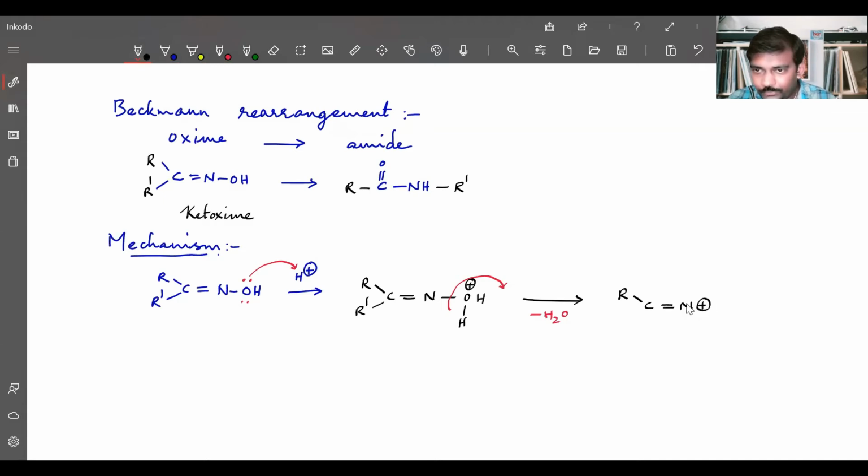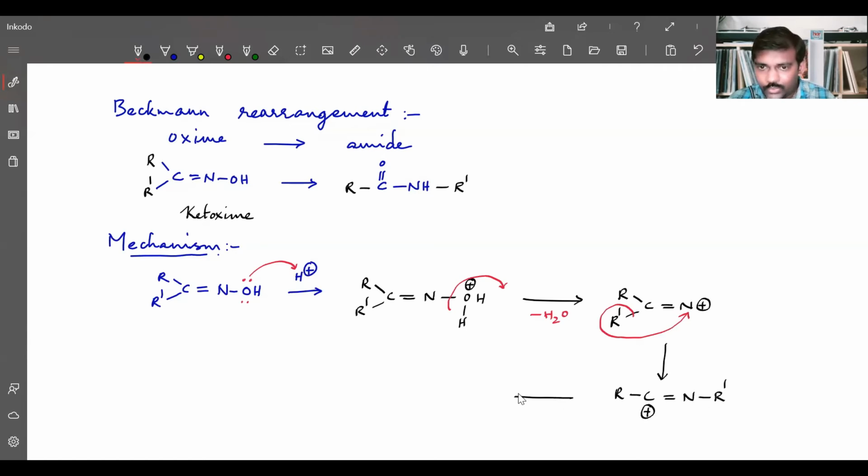Now nitrogen is also a highly electronegative element. It cannot hold the positive charge for a longer time. So that's why one of these alkyl groups will migrate towards nitrogen. If that alkyl group is shifted towards nitrogen, then carbon gets the positive charge. So here carbon is getting the positive charge and that nitrogen is attached with this R dash.